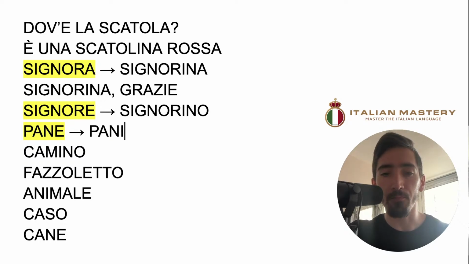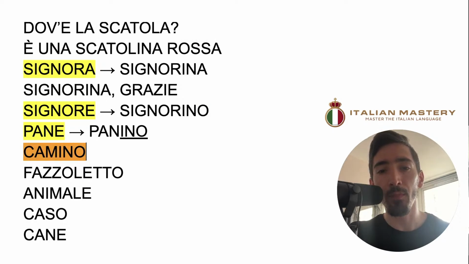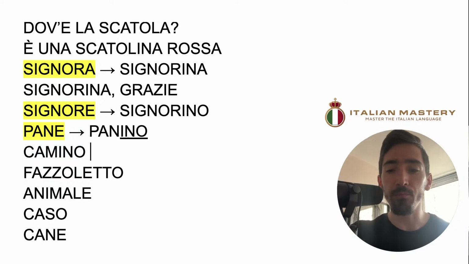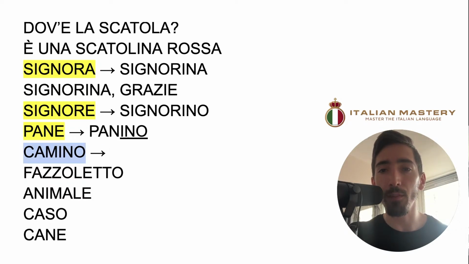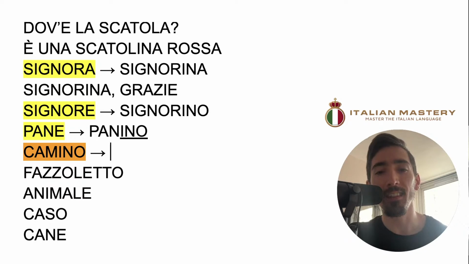Exactly, panino. This is the correct form because pane is masculine. So we ignore the fact that there's an irregularity and we just proceed with INO, panino. Now, this is the first difficult example that we're gonna cover today. So I would like you to take a little bit of time thinking about this. We have a word that's a little bit tricky. This is a trick question. Not really a trick question, just a difficult question, I guess.